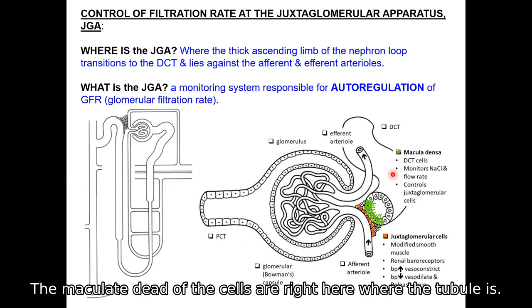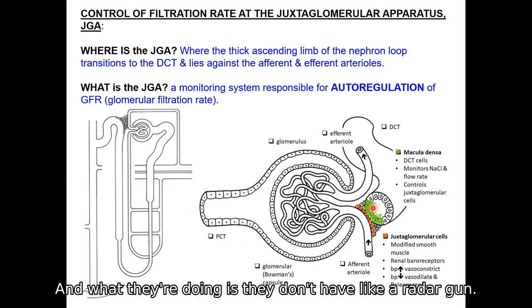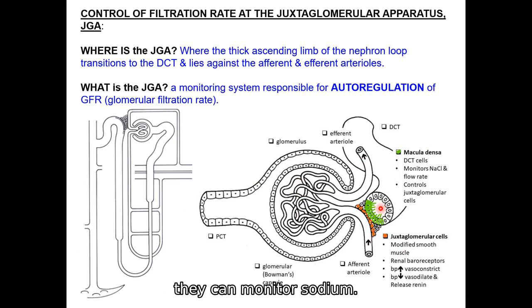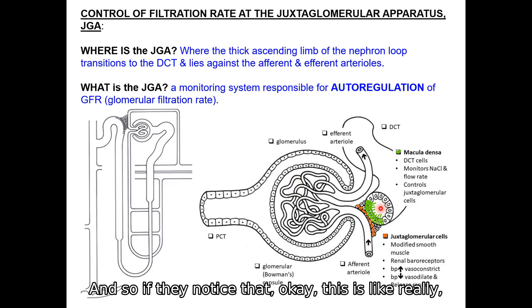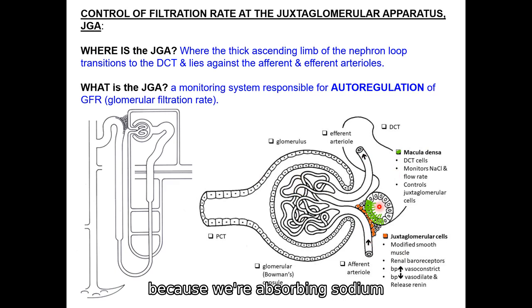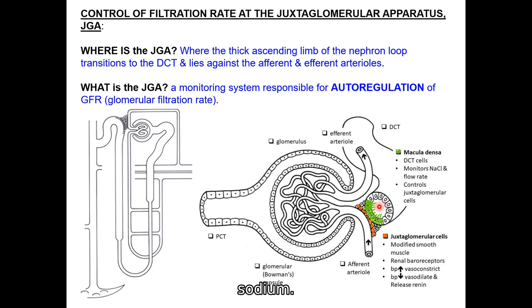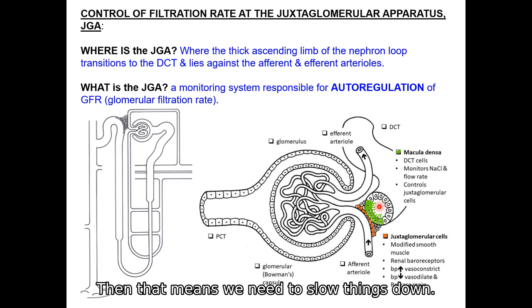The macula densa cells are right here where the tubule is, and they don't have a radar gun, they can't really tell the speed of things flowing, but they can monitor sodium. So how salty is our urine, okay? If they notice that this is really, because we're absorbing sodium right before we get there, almost water, like we've absorbed all of our sodium, they know things are moving slow. That means, hey, we've got to pick things up. And if they notice, oh wait, we haven't absorbed any of our sodium, this is way too salty, then that means we need to slow things down.